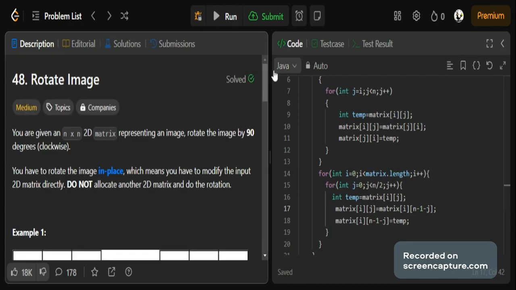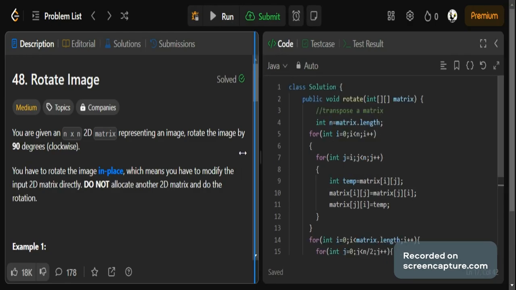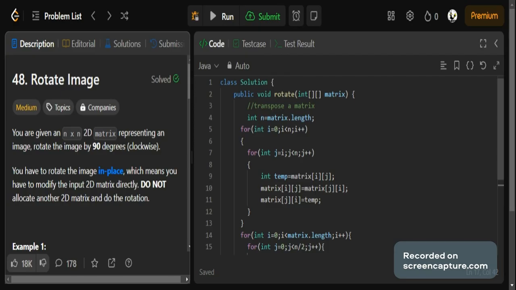So let's solve the problem. Earlier I have solved this problem here, so let's understand the solution. Perfect. So let's start the problem. So here is the solution of the problem.